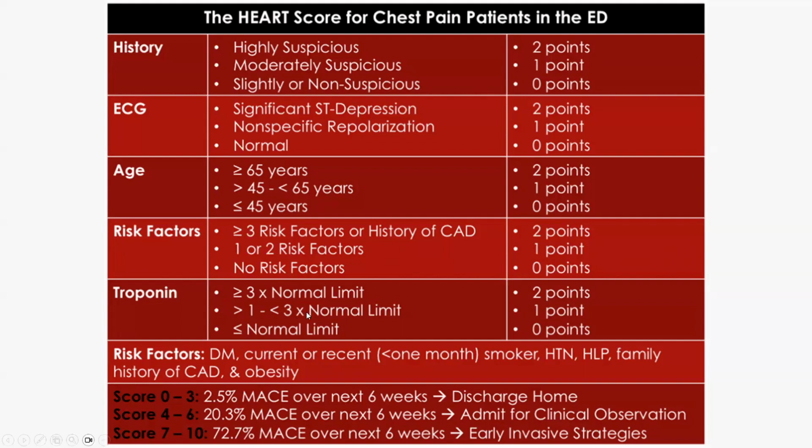If you add it all up, of course, low risk generally can be discharged. High risk, generally they're going to call cardiology and cath. But we always get these moderate risk people, where there's not insignificant risk of something happening to them over the next 6 weeks, and so they get admitted to us to decide what to do with them.